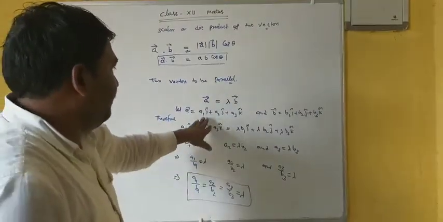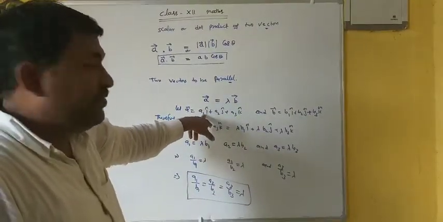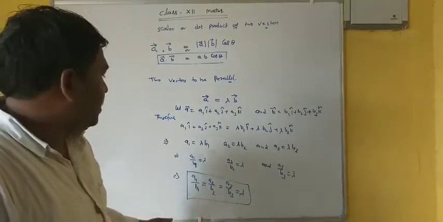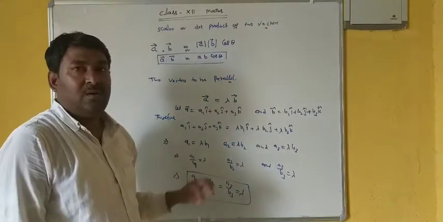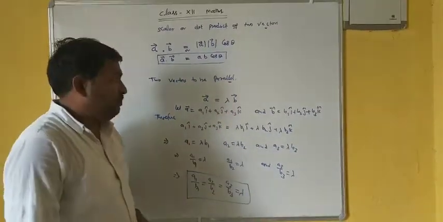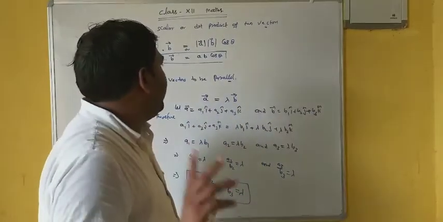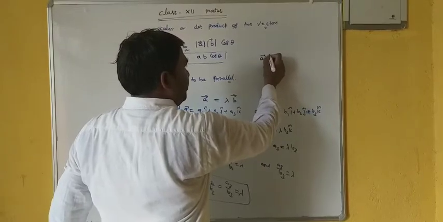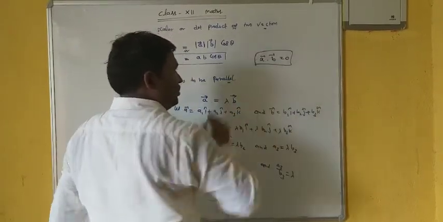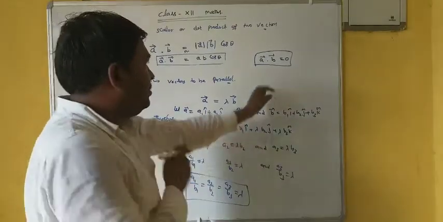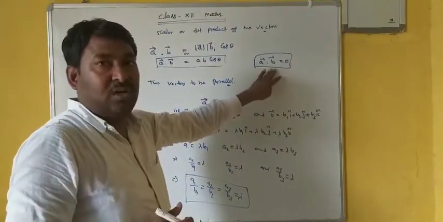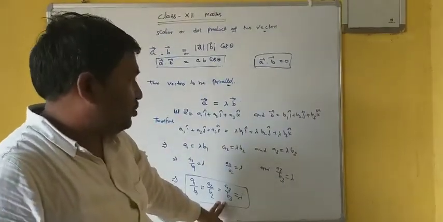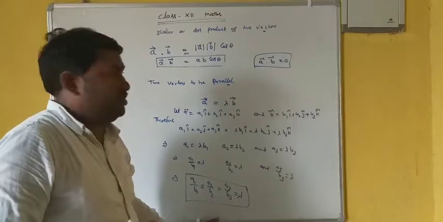It means if the ratio of coefficients of i, j and k are equal, then these two vectors are said to be parallel vectors. For the condition of perpendicularity of two vectors, we have already seen that if the dot product of two vectors is 0, then we can call them orthogonal or perpendicular vectors, and this is the condition that two vectors will be parallel to each other.